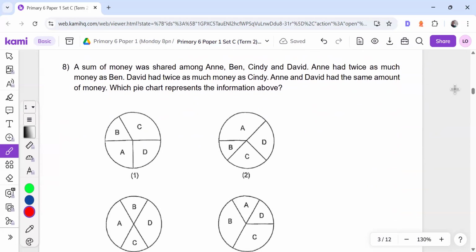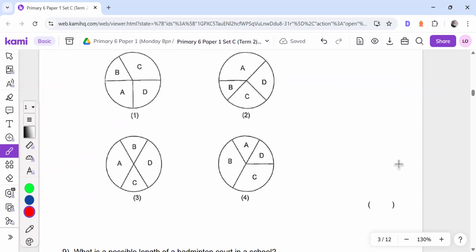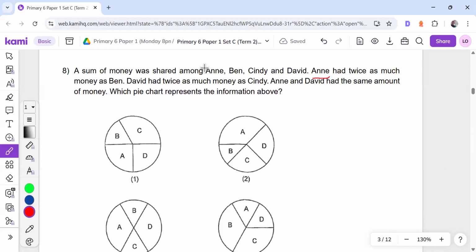Question number 8 can be quite confusing, because a sum of money was shared among Anne, Ben, Cindy and David. And before that, the answer is number 3. Check answer. And Anne had twice as much as Ben. All right, let's look at number 1 first. Anne has twice as much as Ben. Doesn't look correct, for your number 1. Ben is lesser than Anne.